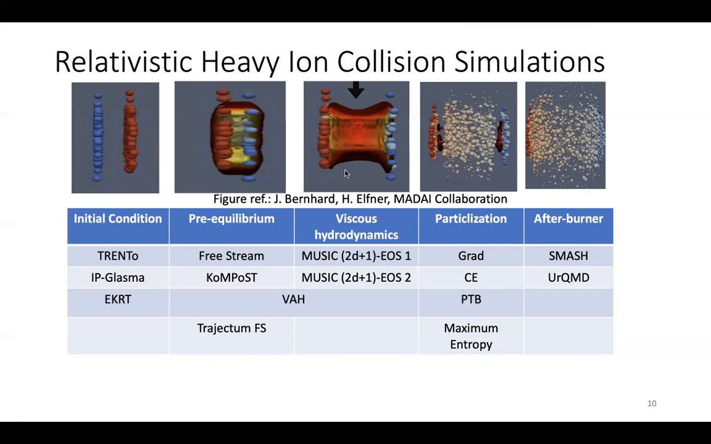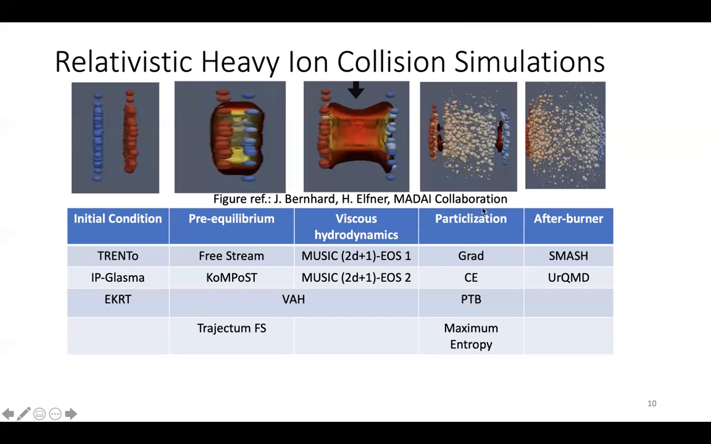From that stage onwards, we can model the evolution of this quark-gluon plasma using a viscous hydrodynamic stage. And when it further cools down, this hot and dense matter gets converted into particles, and that is taken care of by this particleization stage.